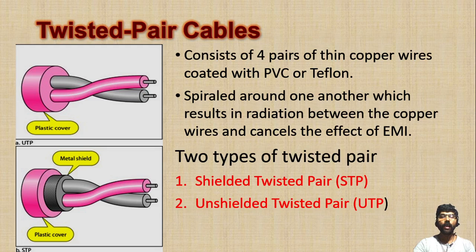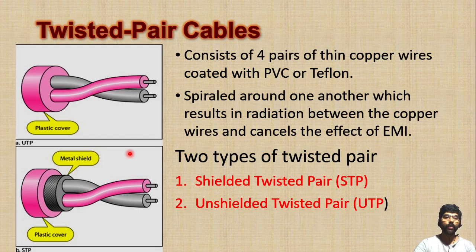This spiral arrangement of wires reduces radiation. Due to radiation, there is a possibility of data loss. Because these copper wires are twisted or spiraled, most of the EMI, meaning electromagnetic interference, can be reduced.